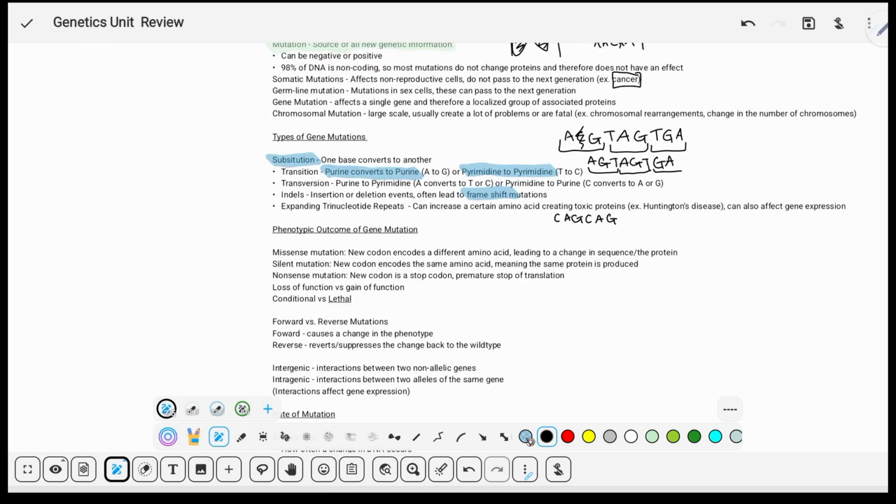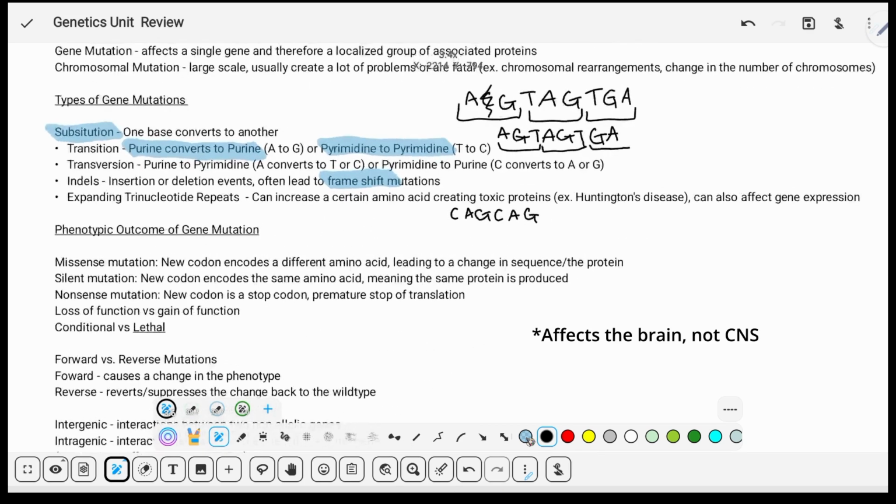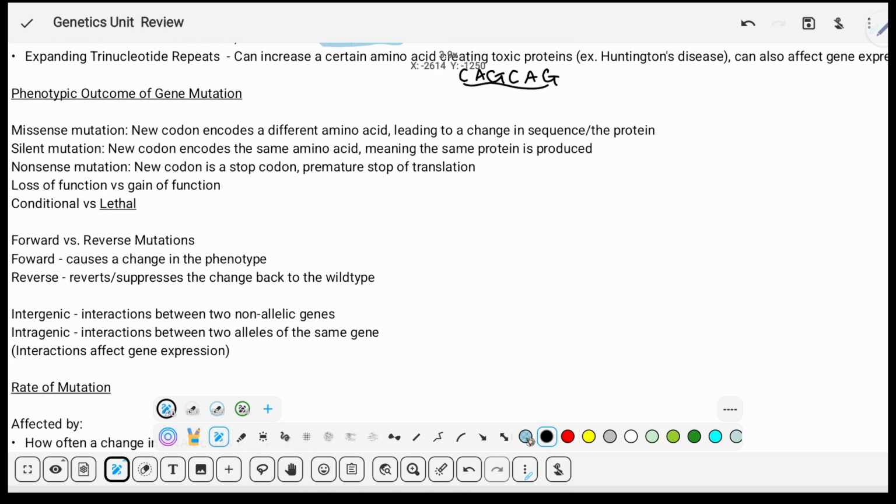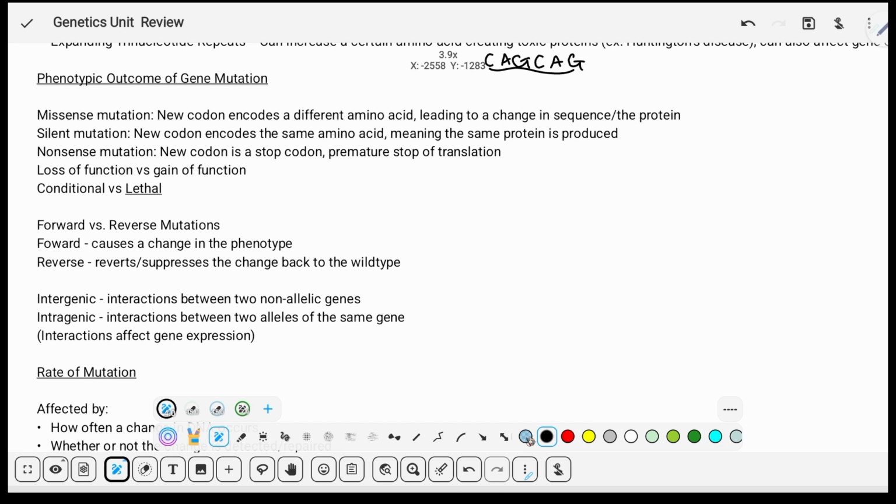So yeah, Huntington's disease is one that affects the central nervous system, and basically these are normal. If you have a ton of these, it's bad. Phenotypic outcome of gene mutation. This is how the mutation affects the phenotype, what we see on the outside, because again, sometimes gene mutations do nothing, and sometimes they do a lot of damage or a lot of positive change.